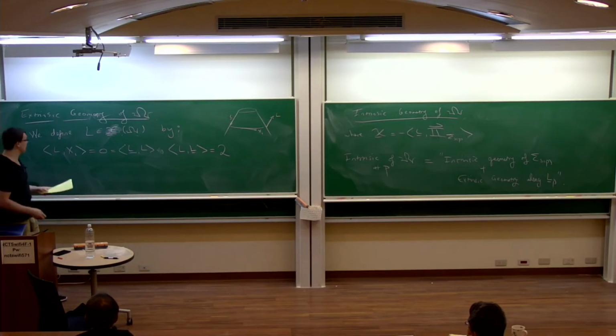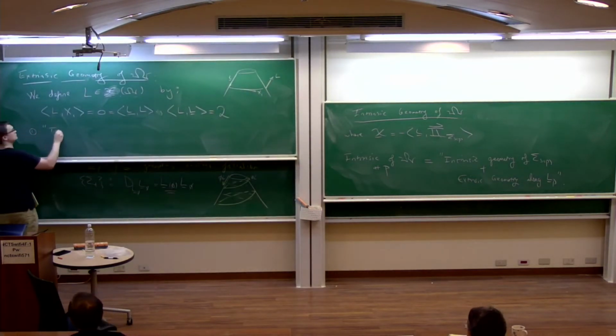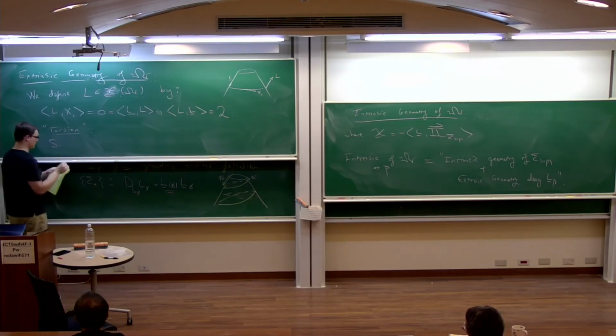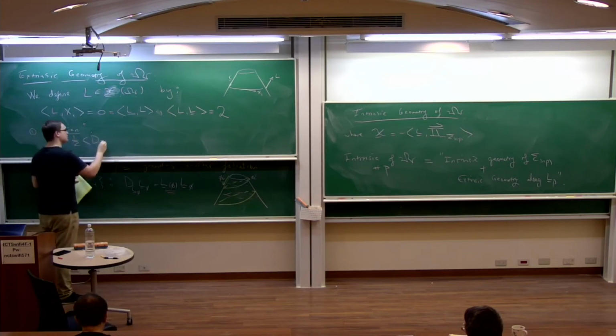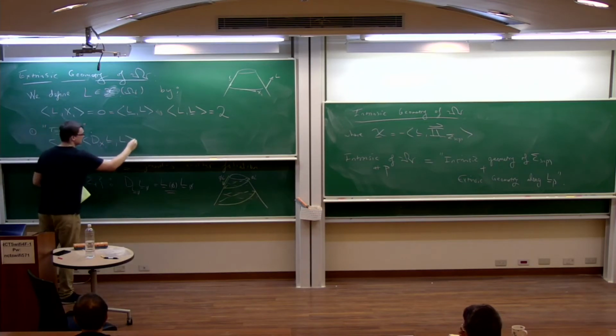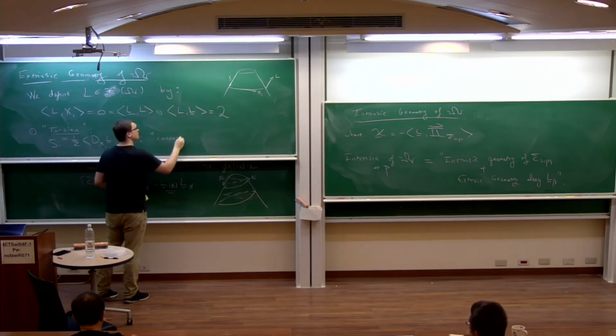So what is the extrinsic geometry? Well, we have something called the torsion. So the torsion is a connection 1 form along the leaves of your foliation. What do I mean? You look at the tangential derivatives of L bar in the L direction. This is a connection 1 form if you think about it.